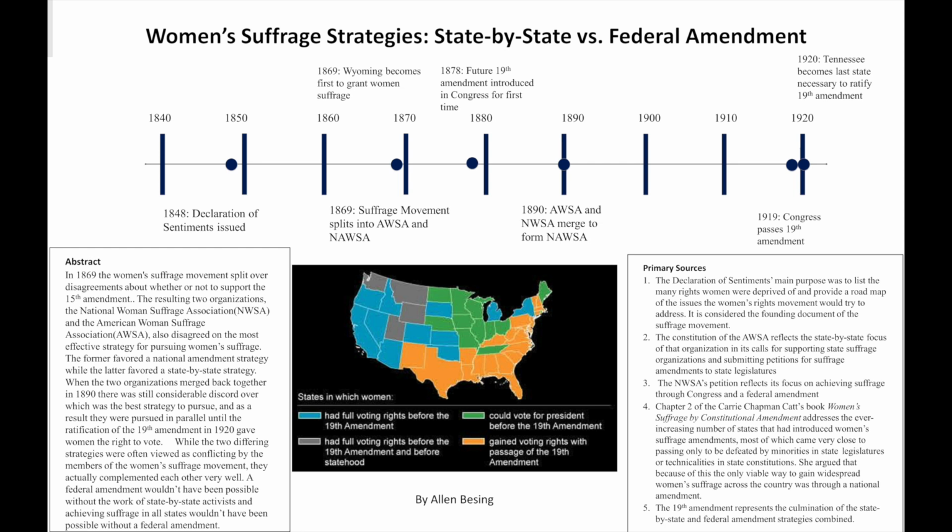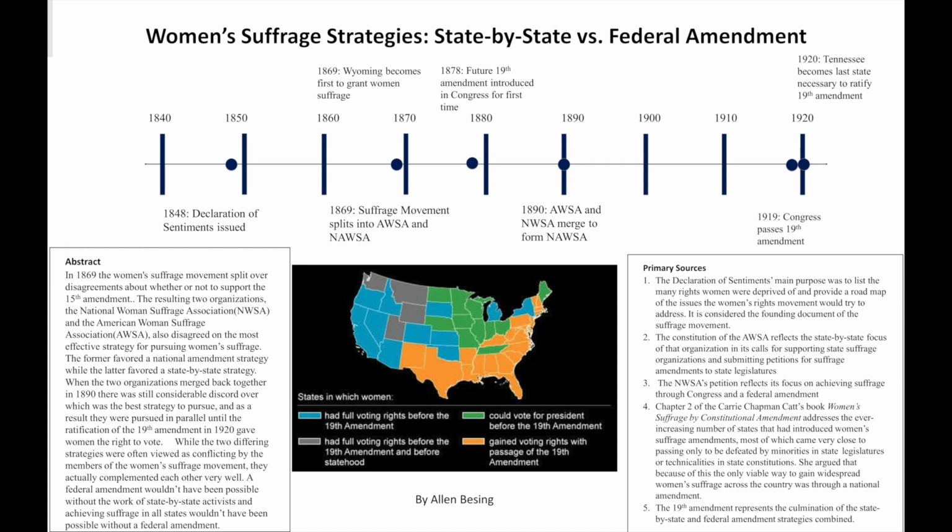The third one I used was the NWSA's. It's a petition submitted by them to Congress, one of their earliest ones in the 1870s. It was essentially submitted to Congress proposing a federal amendment to grant women's suffrage. Obviously, it was not seriously considered by Congress. The NWSA had no illusions that it would be. It was more just to try to gain awareness than anything else at that point. But it does reflect the NWSA's focus on achieving suffrage through a national federal amendment strategy.